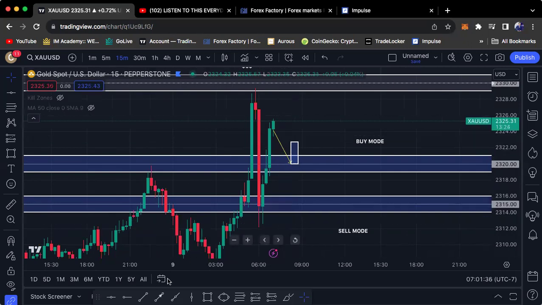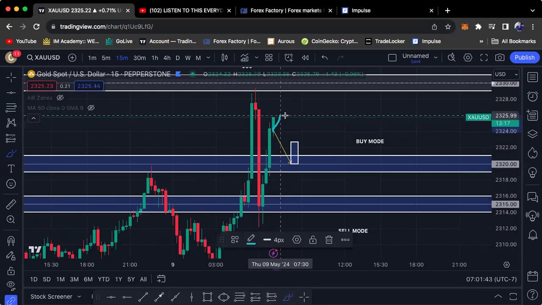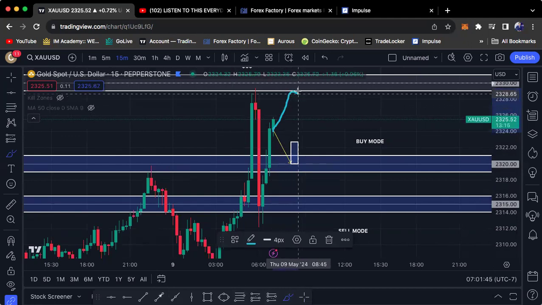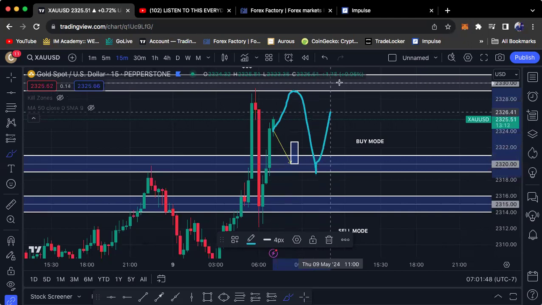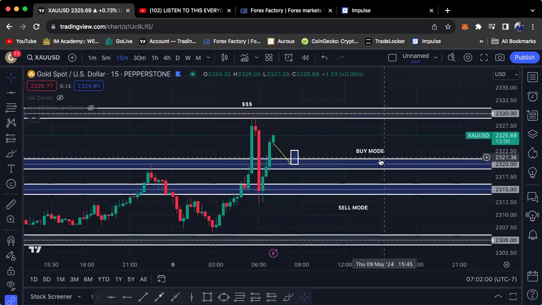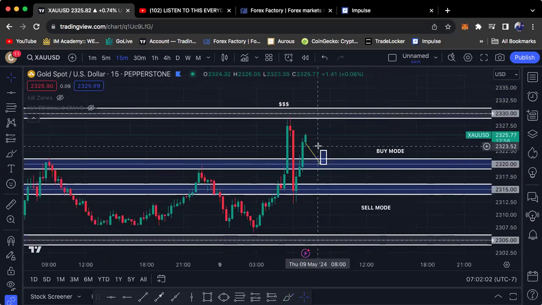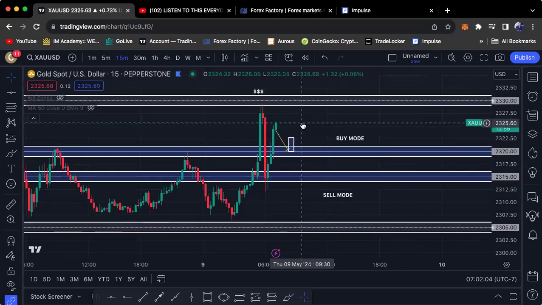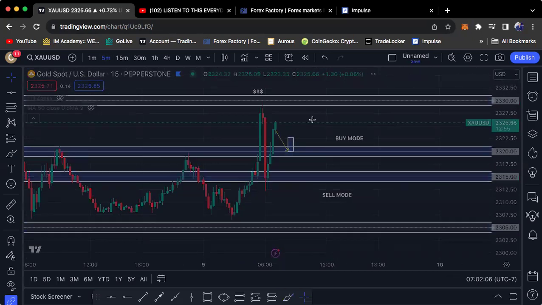And if it doesn't, because the market can do whatever it wants to do, if it continues to trend down and then resists, it may come back down again. Boom. Just be patient, guys. Patience is the name of the game. But looking at the 5-minute.